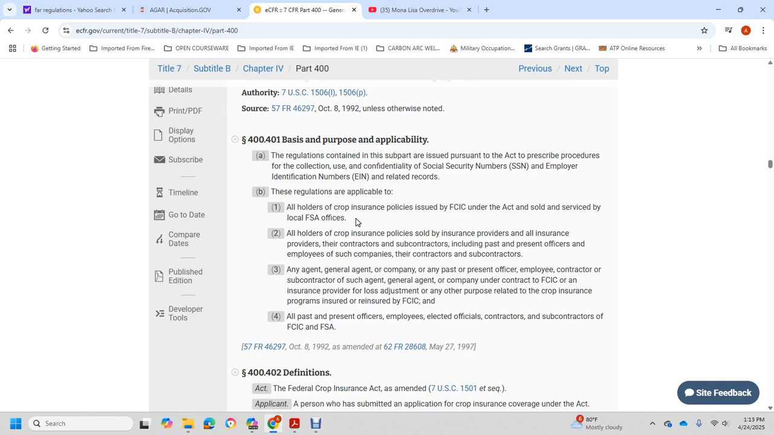Holder with the crop insurance policy with the Federal Crop Insurance Company corporation under the act with the sole with the service provided with the federal farm service the agency with the officer with all the holder crop insurance with the policy the insurer with the provider with the elder insurer with the procedure with the contract with the subcontract with the code with the past and present.